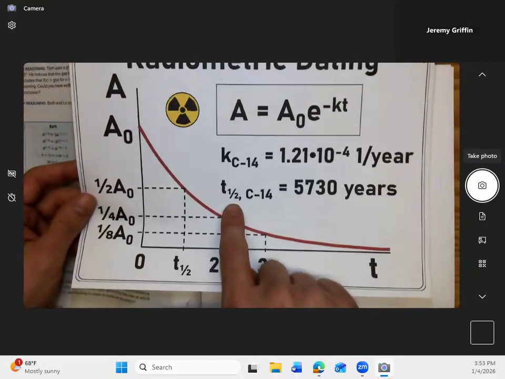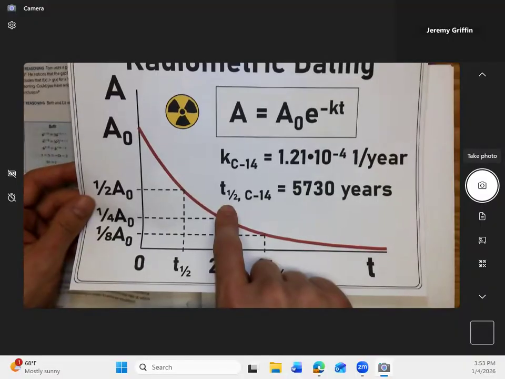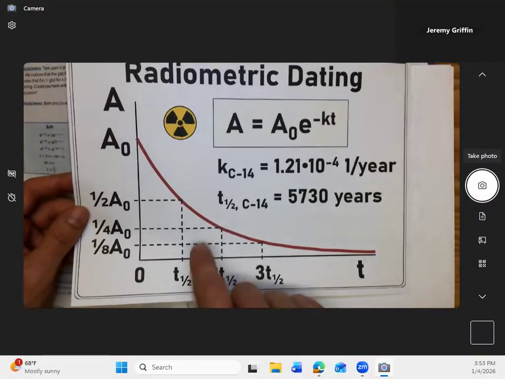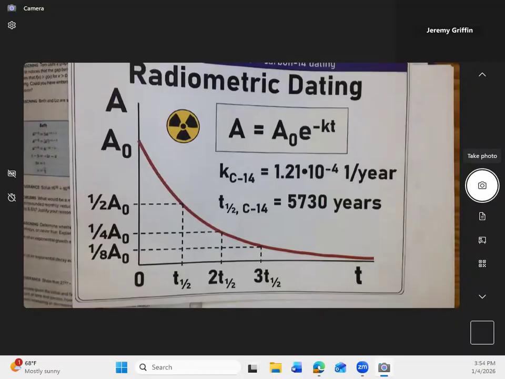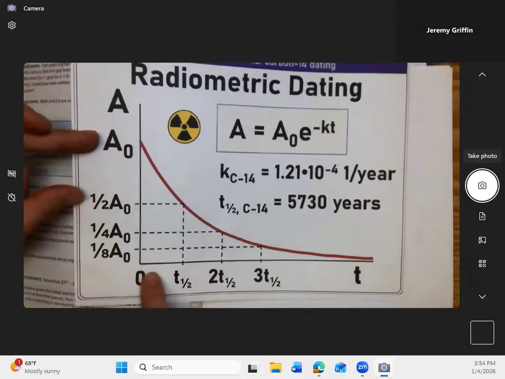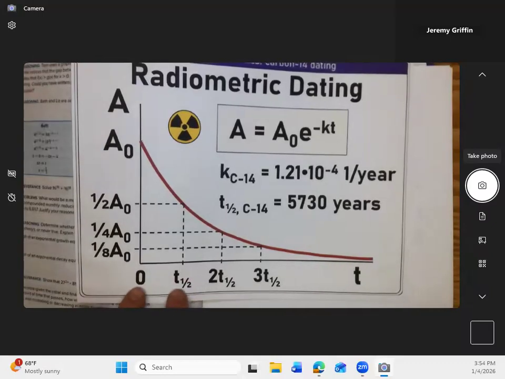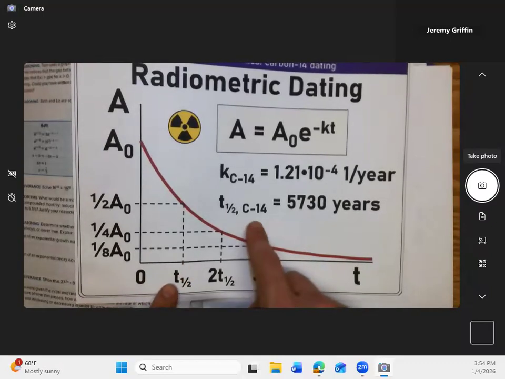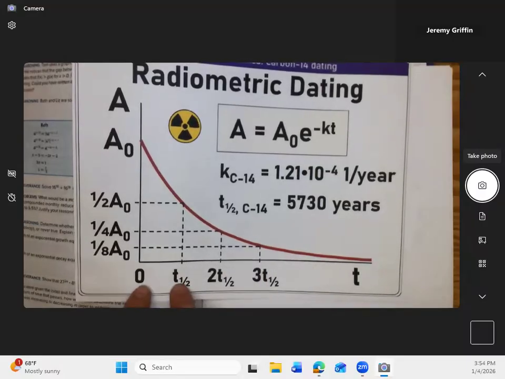See where I have a subscript on this T, it says T sub 1/2? That's called half-life. So how much time does it take to decay to half of its original value? If there was some original value A naught, how much time does it take to get down to half of that? And whatever the half-life is, in this case for carbon 14, it would be 5,000 something years.